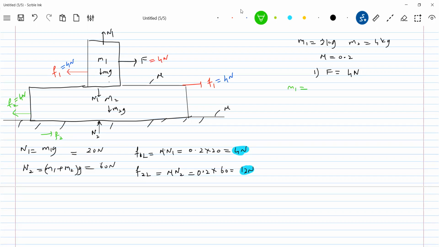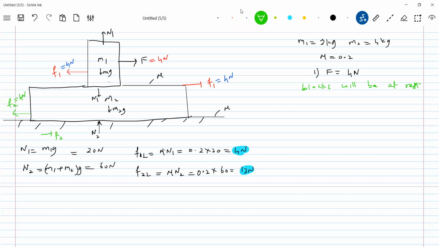M1 blocks will be at rest. Got the idea now? First, the direction of frictions. Now you can ask the question, sir, why you didn't assume acceleration? I think before going for whether the motion occurs or not, we have to check it.